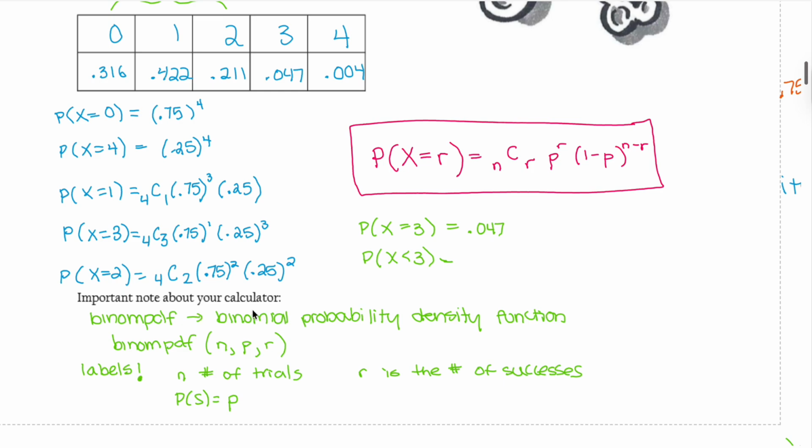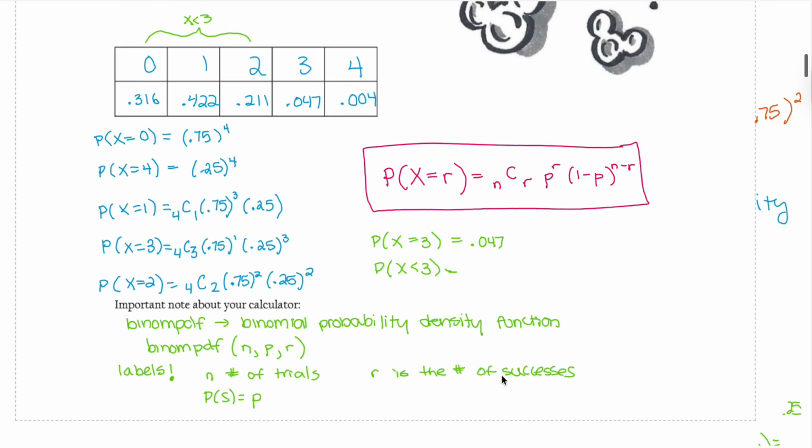Important note about your calculator. Binomial PDF helps you to find the binomial probability. This is the binomial probability density function. For binomial PDF, what you're going to write out is n, p, and r. And don't forget the labels, because whenever you use your calculator to help you get these values, you have to make sure that you label all of those values with units. So n is the number of trials, p is the probability of success, which depends on the question, and r is the number of successes.